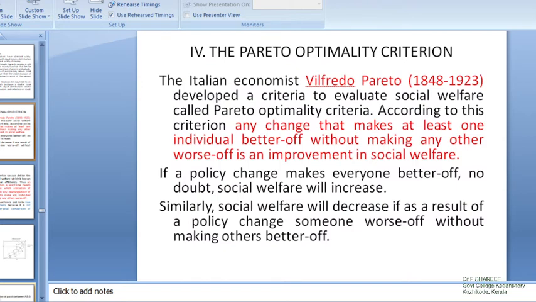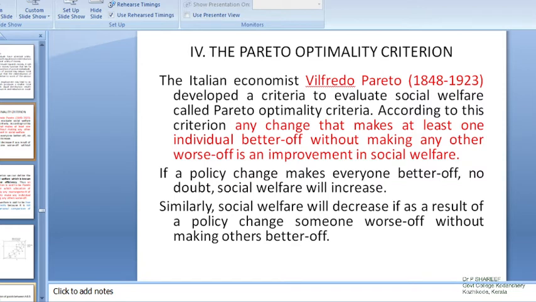One of the major criteria of social welfare is the fourth one, that is the Pareto optimality criterion, developed by the Italian economist Vilfredo Pareto, who lived from 1848 to 1923. Vilfredo Pareto developed a criterion to evaluate social welfare called the Pareto optimality criterion. According to this criterion, any change that makes at least one individual better off without making any other worse off is an improvement in social welfare.